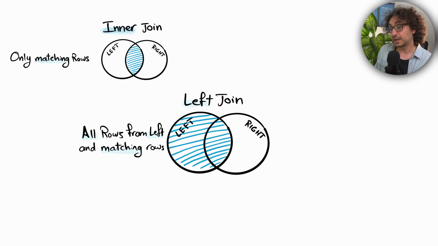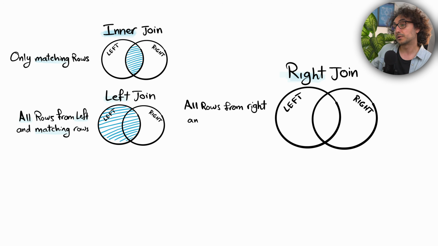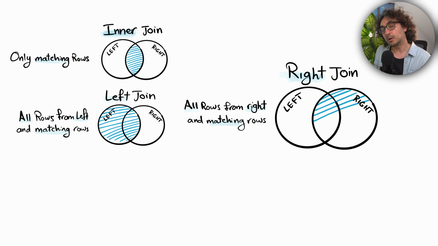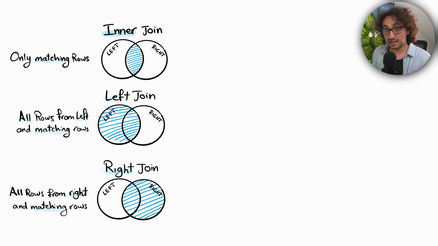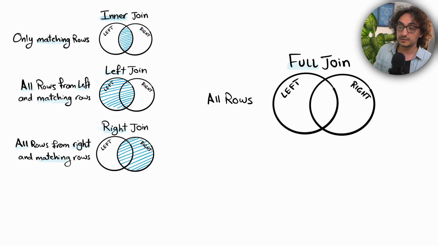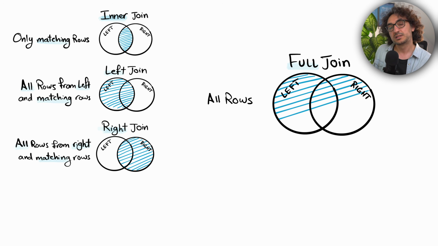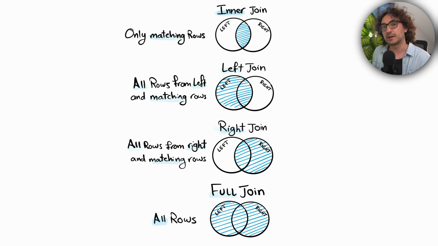Now we have another type which is exactly the opposite, the right join. And here we're going to get all the rows from the right table and only the matching information from the left table. And now to the last type that we learned, we have the full join, where we will get all the rows from the left and as well all the rows from the right. So we will not be missing anything. So those are the 4 basic joins that we have learned in SQL.